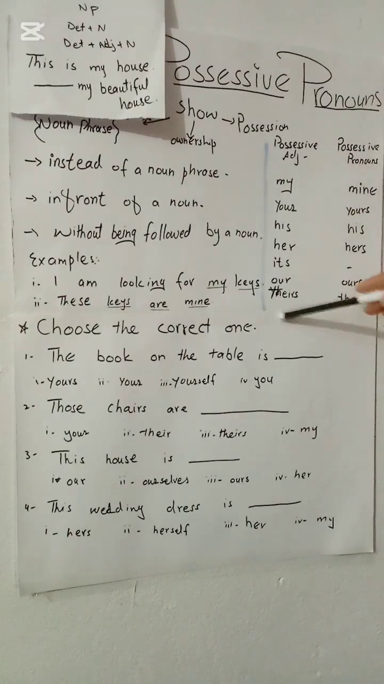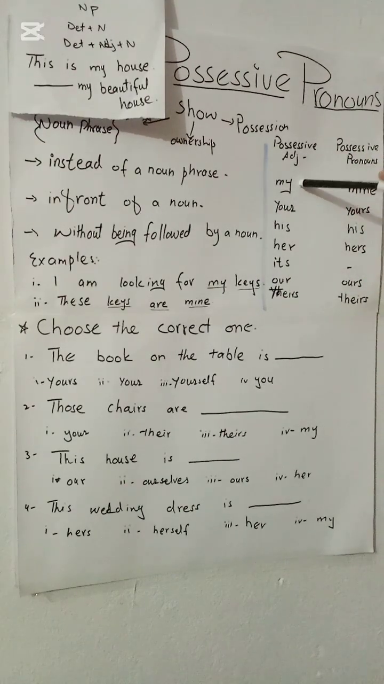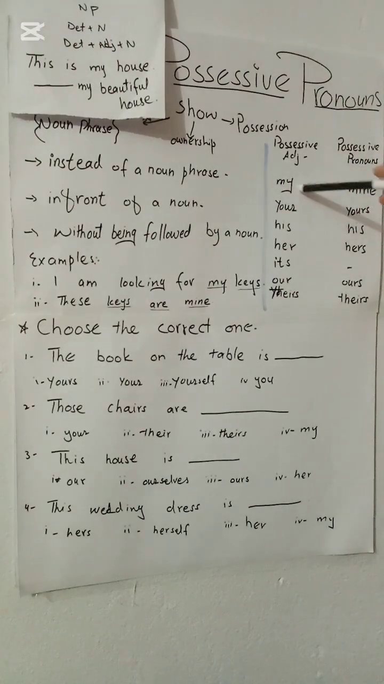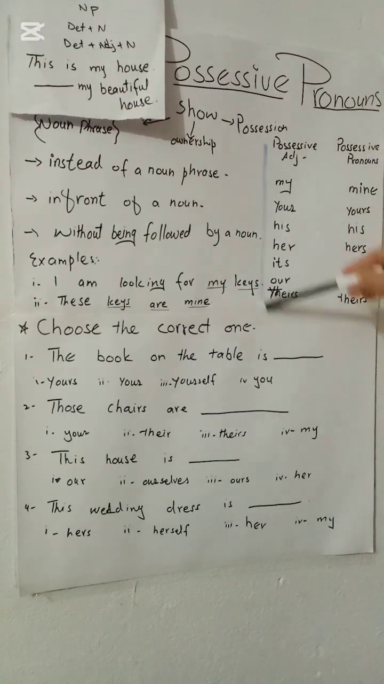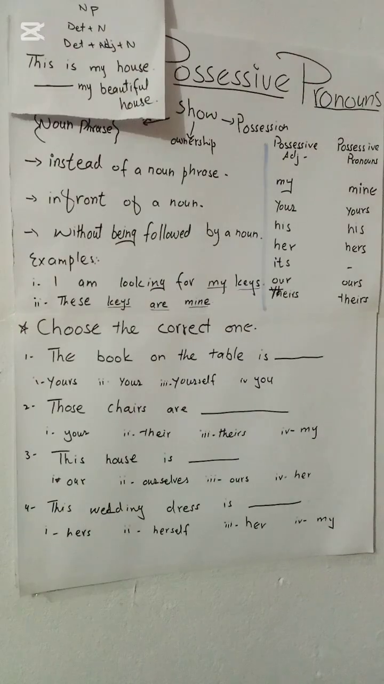Here some possessive adjectives are written: my, and the possessive pronoun for my will be mine; your, yours; his; her; its; our; and their. In the same way we have the possessive pronouns written here: mine, yours, his, hers, and it is not used here, ours and theirs. These are possessive pronouns, and these are their possessive adjectives. So we cannot use a possessive pronoun in front of a noun.